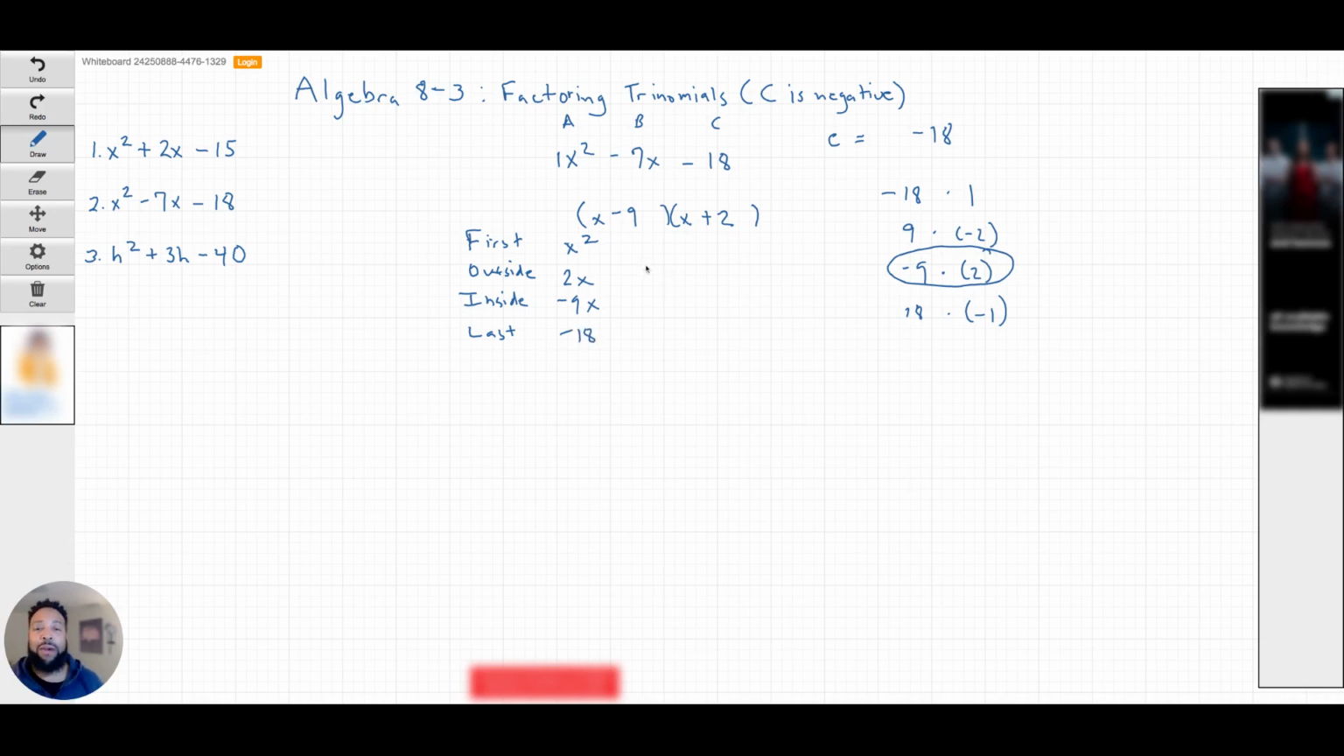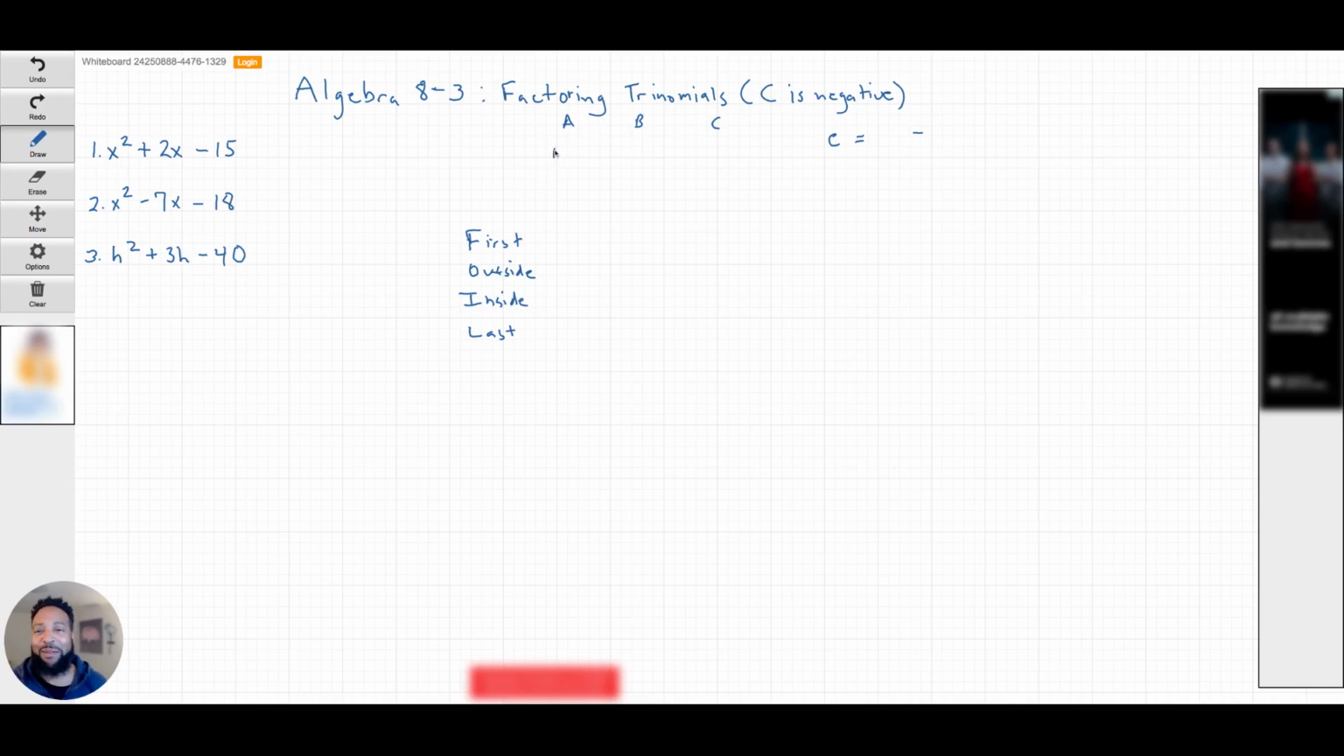So now we combine like terms. We have x squared. We have a minus 9x plus 2x. That gives us a minus 7x minus 18, which is our original answer. So when we FOIL out x minus 9 times x plus 2, we get x squared minus 7x minus 18. All right, let's move on to the next problem.